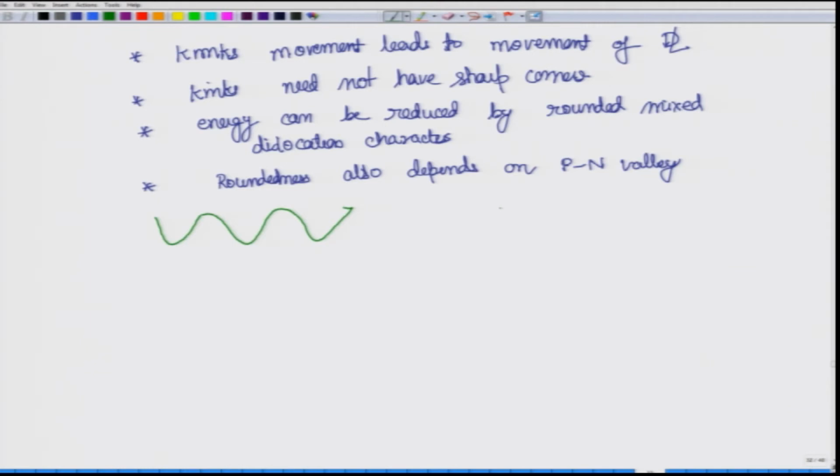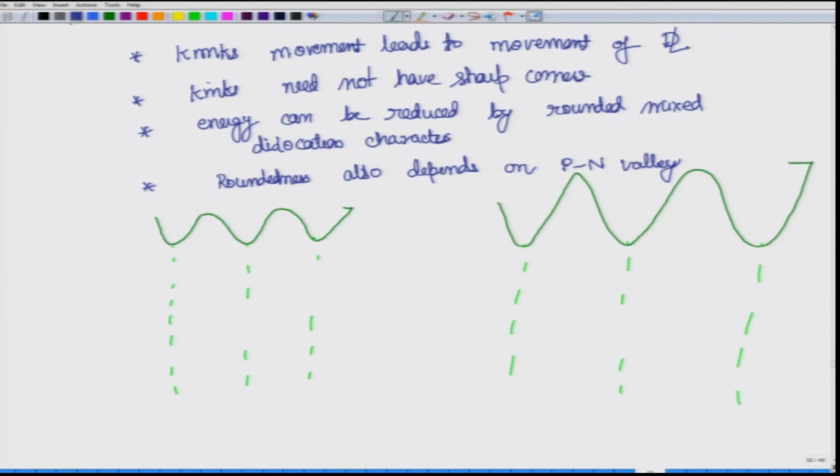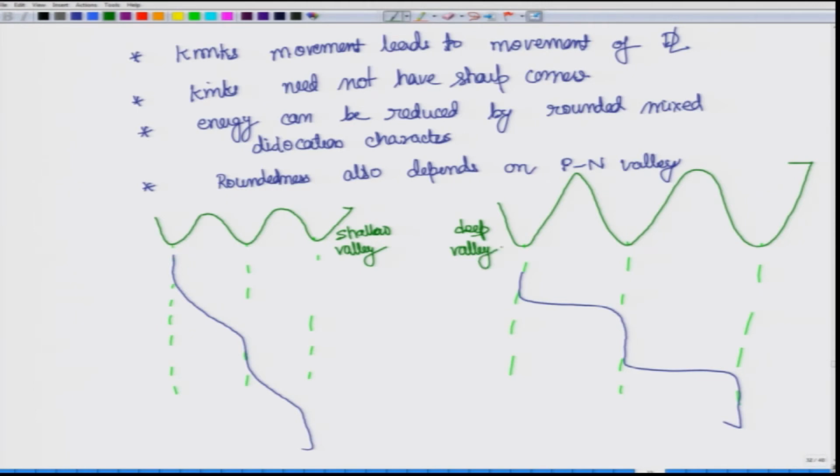let us say this is a Peierls-Nabarro valley which is shallow, and we have another one with deeper valleys. So let me just draw the lines to the minima over here. And over here the dislocation may be something like this. On the other hand, when you have very deep valleys, the dislocations would have sharp corners like this. So what is the difference in these two conditions? This one is a shallow valley and this one is a deep valley. So this is another effect of Peierls-Nabarro energy on the dislocations. Their roundedness character will also change whether you have a shallow valley or a deep valley.